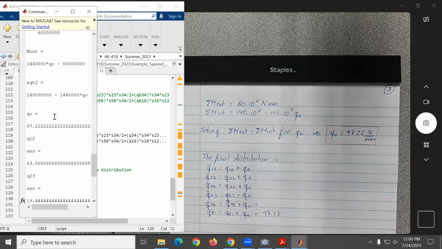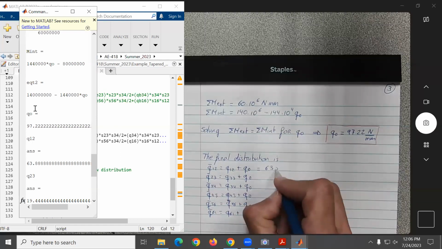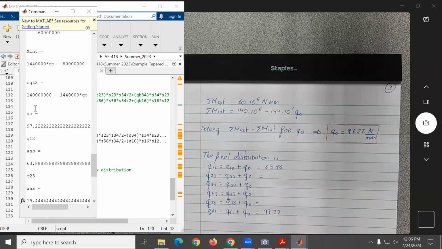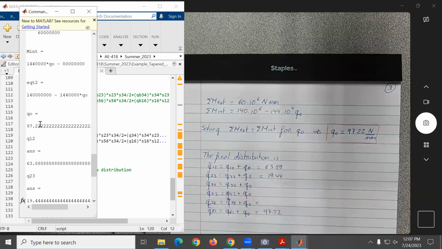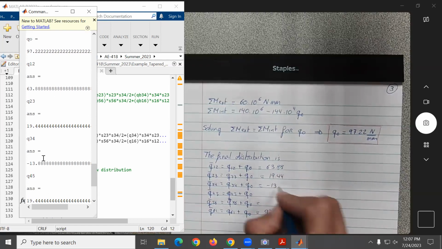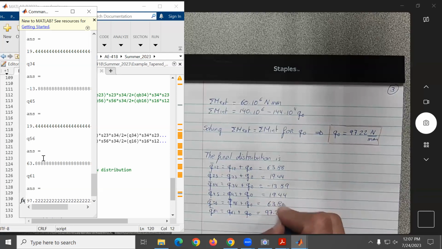So let's see, Q12 is going to give us 63.88. Q23, 19.44. Q34, minus 13.89. Q45, 19.44. Q56, 63.88 or 89, whatever you want. It doesn't matter.